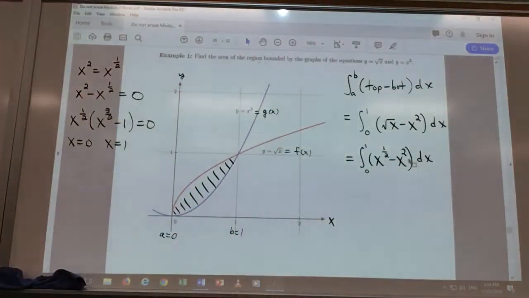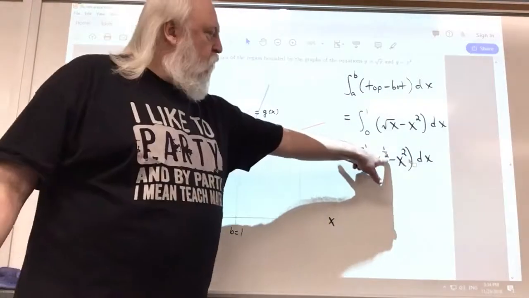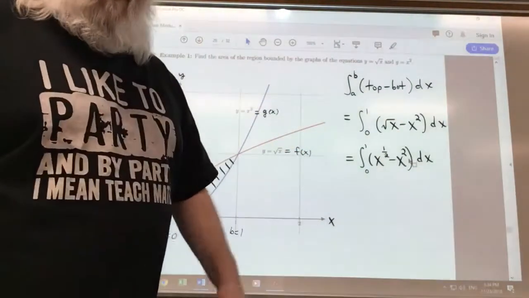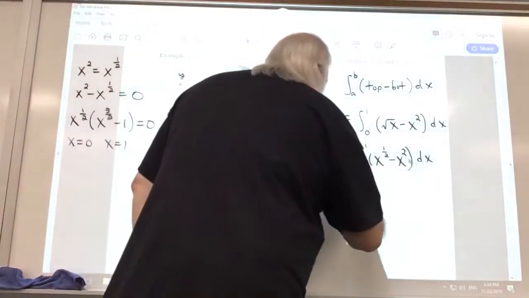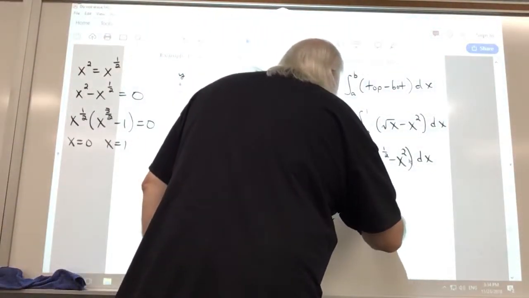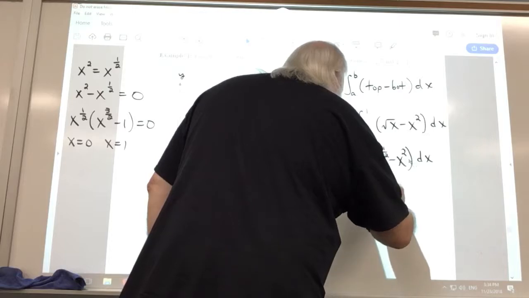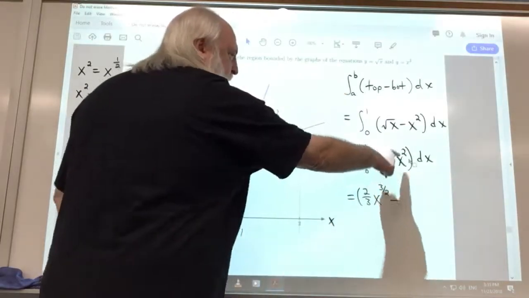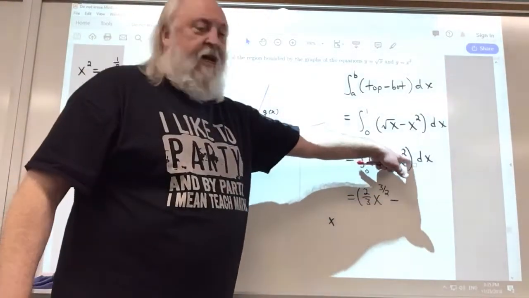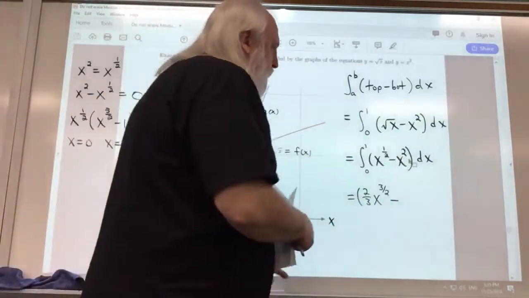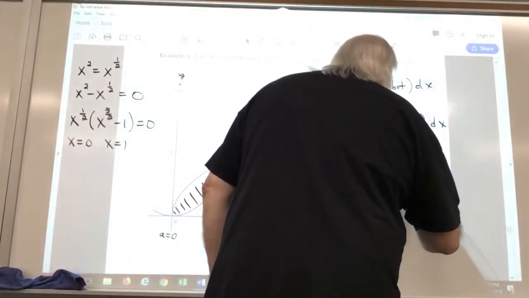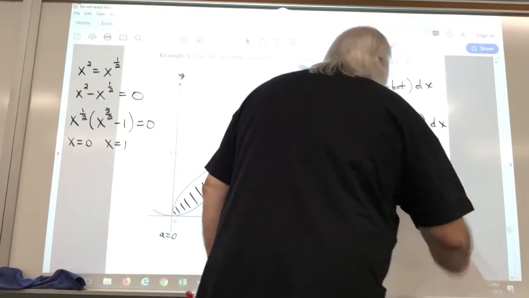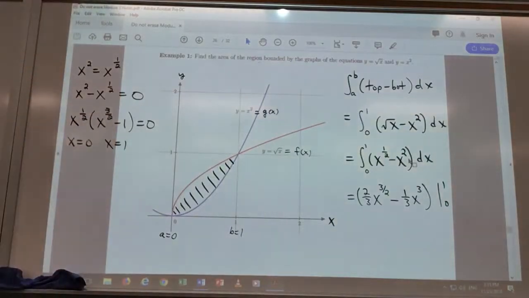For the antiderivative of x to the 1/2, you add 1 to the exponent, you get 3/2, divide by 3/2, the same as multiplying by 2/3. And so we have 2/3 times x to the 3/2. And then the antiderivative of x squared, add 1 to the exponent, you get 3, divide by 3, and we have minus 1/3 x cubed. And then our limits of integration are x equals 0 to x equals 1.